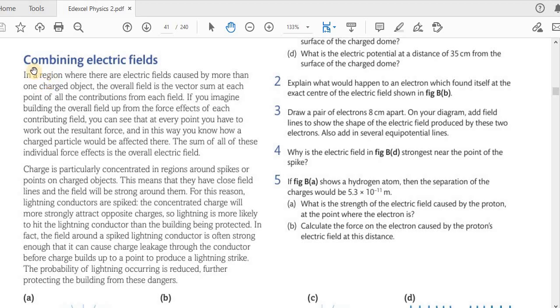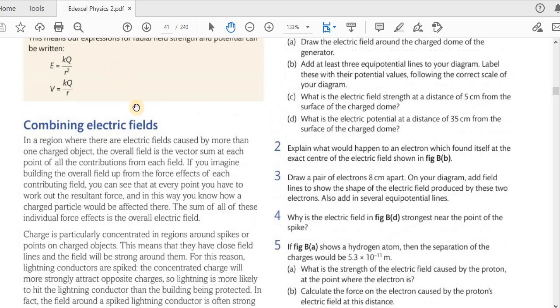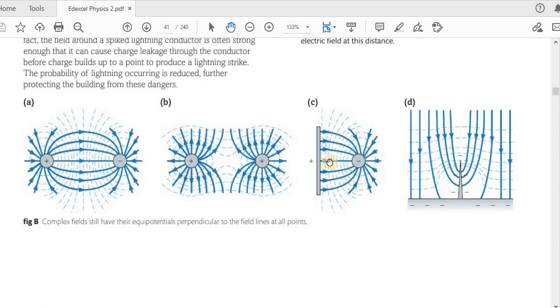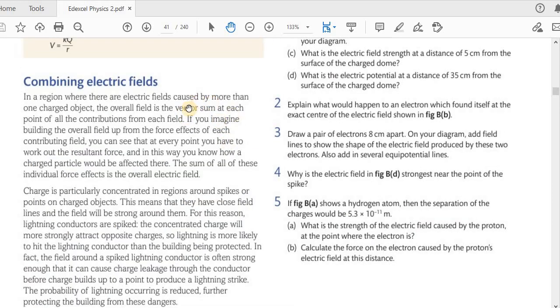Okay, so let's see. In combining electric fields, by the way, these are important equations. Make sure you study them and you will need them to do the questions here. In a region where there are electric fields caused by more than one charged object, the overall field is the vector sum at each point of all the contributions from each field. So you can see here, that's why I told you here it's parallel because here it's a uniform field. Then here it should be a radial field. So that's why it's going from uniform to being radial there. So that's what we mean by that.